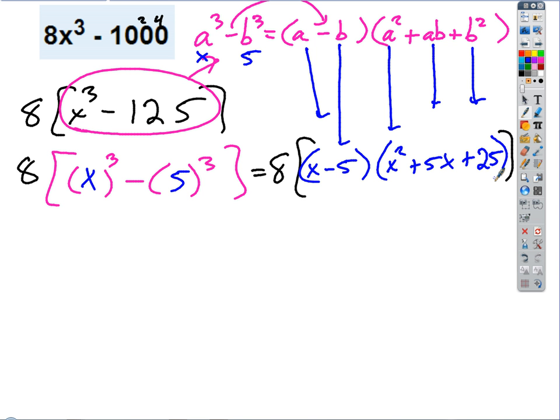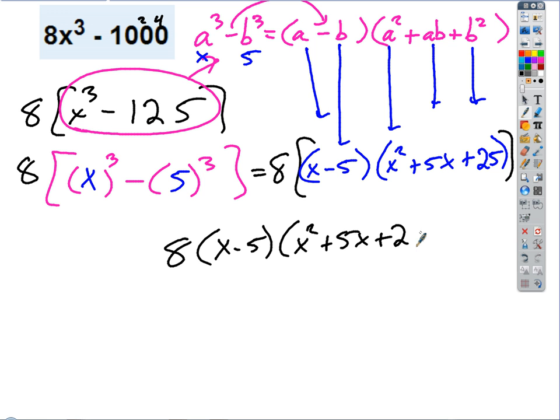Okay, and so then for my final answer, I don't need those brackets in there, I've just got 3 factors being multiplied together. So my final answer just looks like my 8 that I have out front times this difference of cubes factored into x minus 5 times x squared plus 5x plus 25. That's it. It's broken apart as far as we can break it apart.